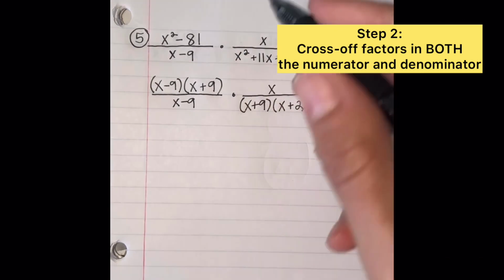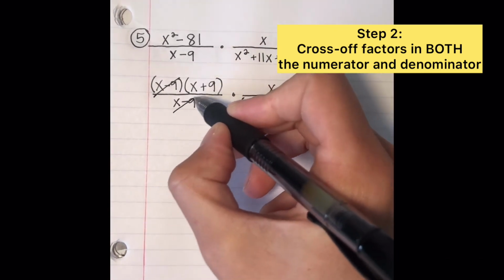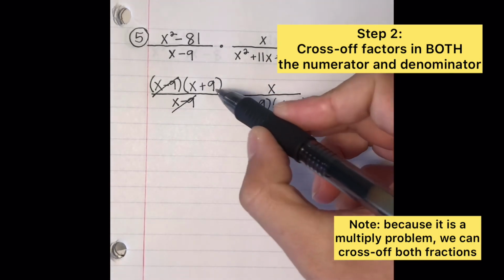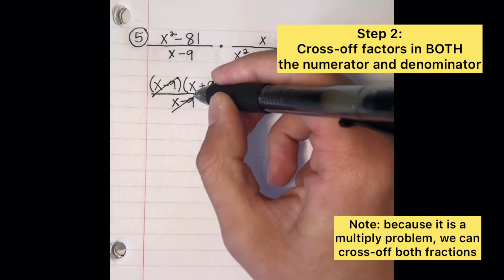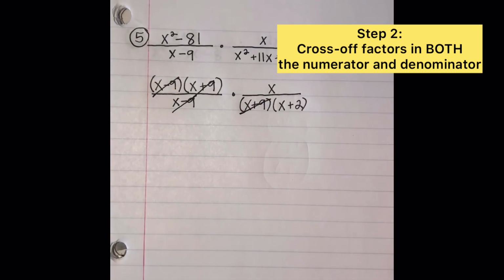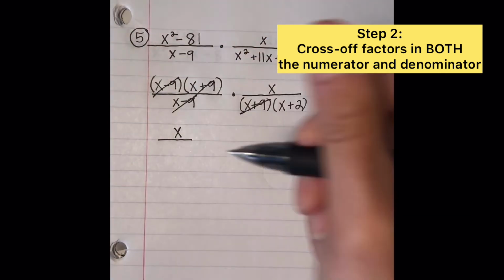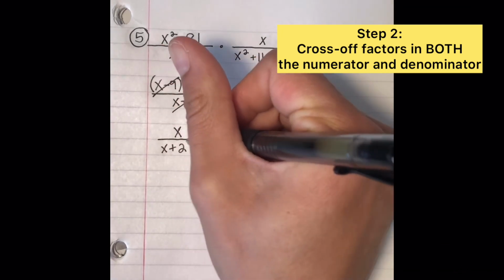This first fraction, we can go ahead and cross off the x minus 9s. And then if you notice here, it's jumping across, but because this is multiply, we can also cross off the x plus 9s. So our final answer is going to be x over x plus 2.